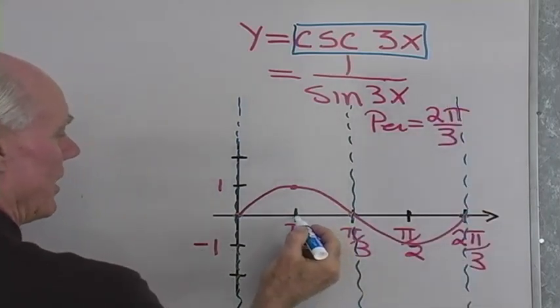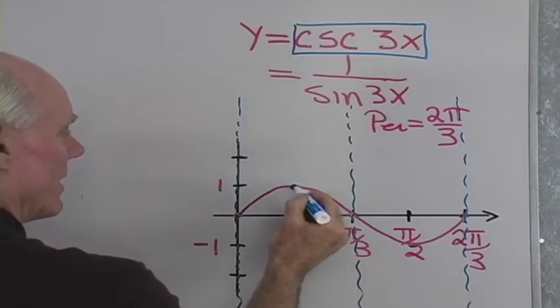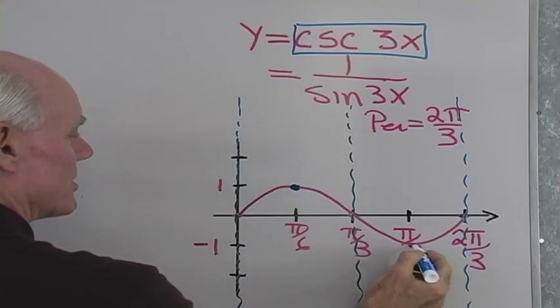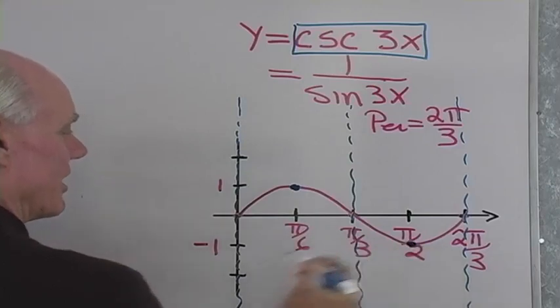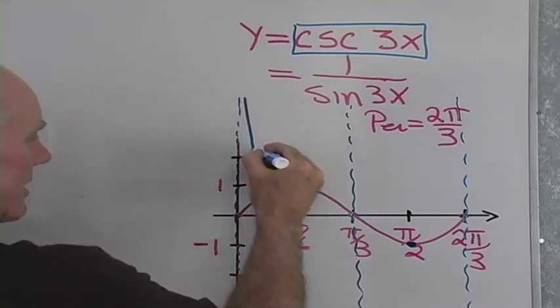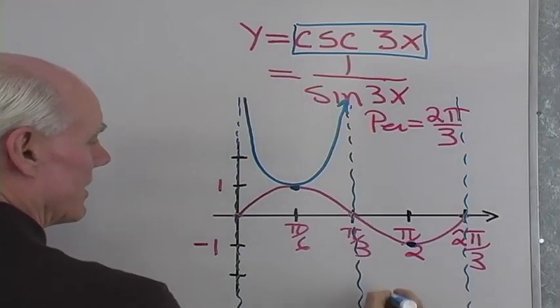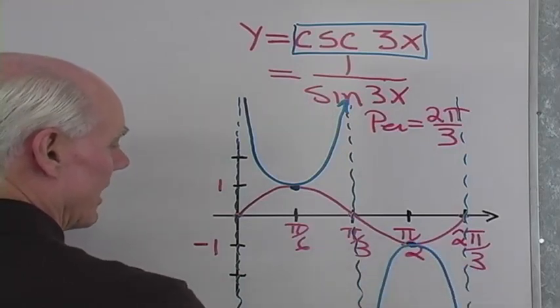Okay, now how about here where the sine is 1? The reciprocal of 1 is 1. Down here where it's -1, the reciprocal of -1 is also -1. So let's see, the graph should come down like this, hit that point, and then go back up. Come up like this, hit that point, and then go back down.